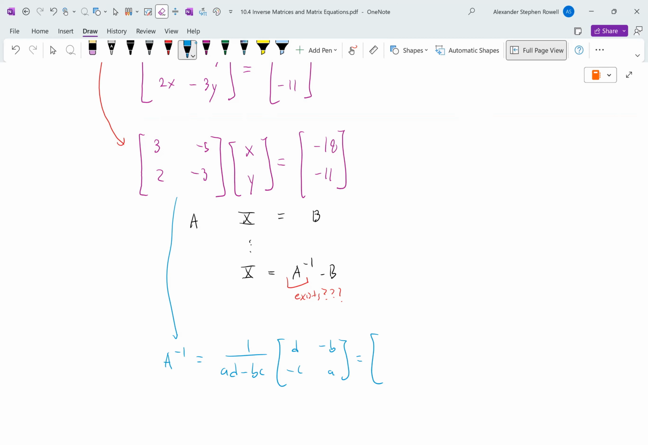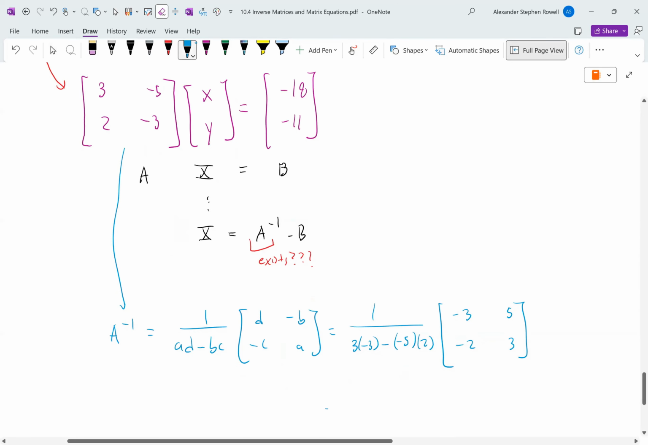So in this case, we would have 1 over, what's A times D? 3 times negative 3 is negative 9, minus, what's B? Negative 5 times C is 2. And then that would be negative 3, 5, negative 2. Are there any questions about this? 1 over negative 9 plus 10. Is that just 1? Okay, so A inverse is equal to negative 3, 5, negative 2, 3.